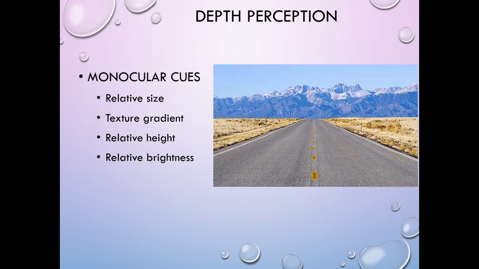Relative brightness. It seems like there's more sun on the road that's closer up to us, and then it looks less bright off in the distance.